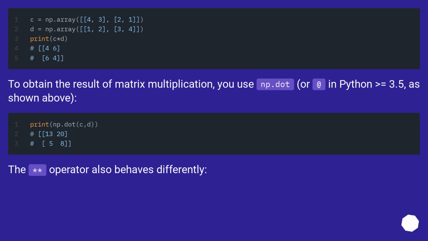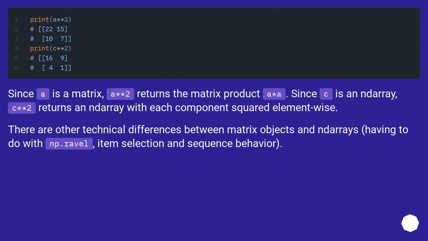The ** operator also behaves differently. Since A is a matrix, A**2 returns the matrix product A*A. Since C is an array, C**2 returns an array with each component squared element-wise. There are other technical differences between matrix objects and ndarrays, having to do with np.ravel, item selection and sequence behavior.